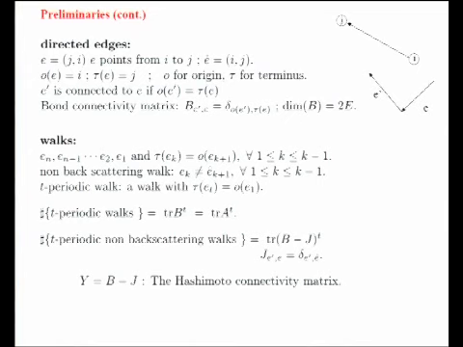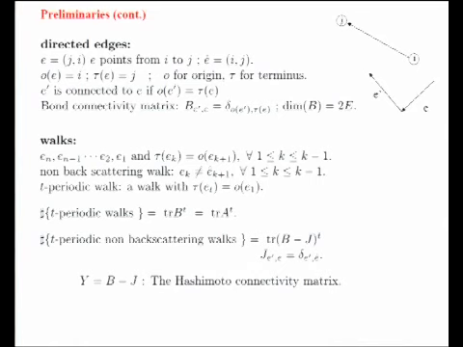Continue, we also speak only about directed edges. So a directed edge is a pair of connected vertices, an edge going from i to j. And a little hat means that I'm looking at the reverse one, ji. It is convenient also to introduce the origin of an edge or its terminus. And o and t stand for origin and terminus, and e prime is connected to e if, of course, the terminus of e is the same as the origin of e prime.